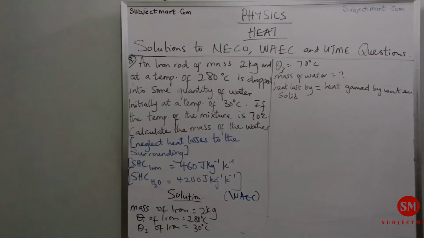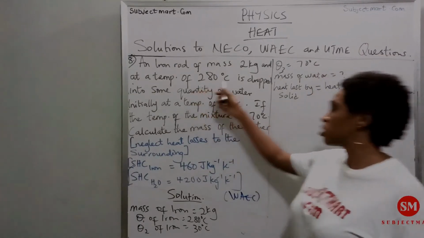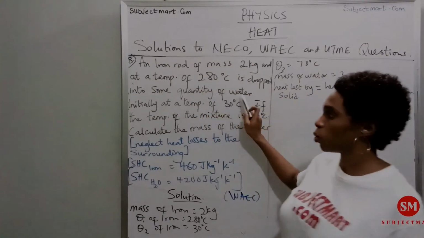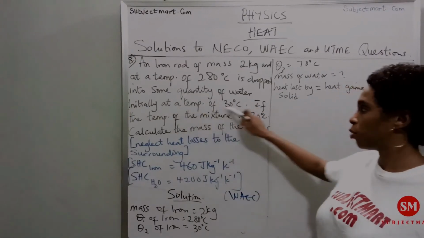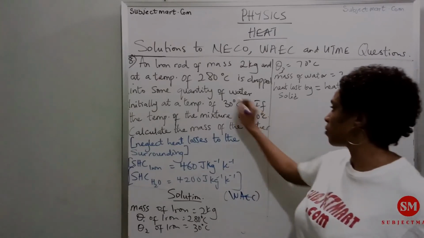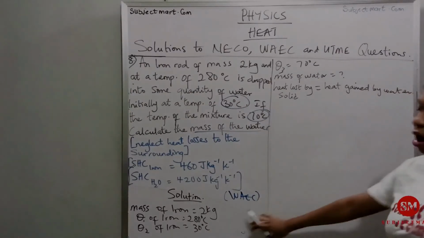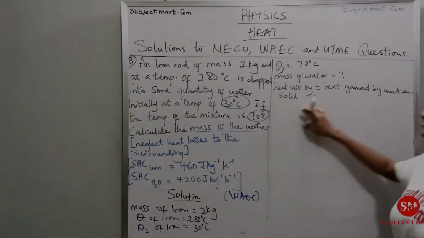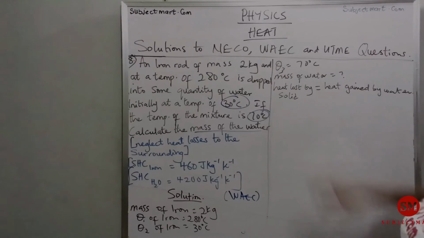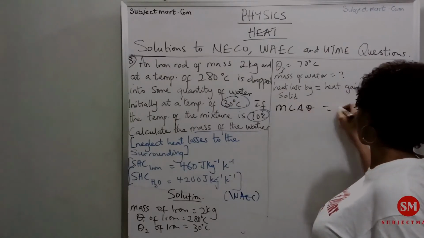So from the question above, an iron rod of mass 2 kg and at a temperature of 280 degrees C is dropped into some quantity of water, initially at a temperature of 30 degrees C. If the temperature of the mixture is 70 degrees C, calculate the mass of the water. So here are our parameters. I've written them out. And the heat loss by solid is equal to heat gain by the water. So we go ahead and apply our formula as usual.